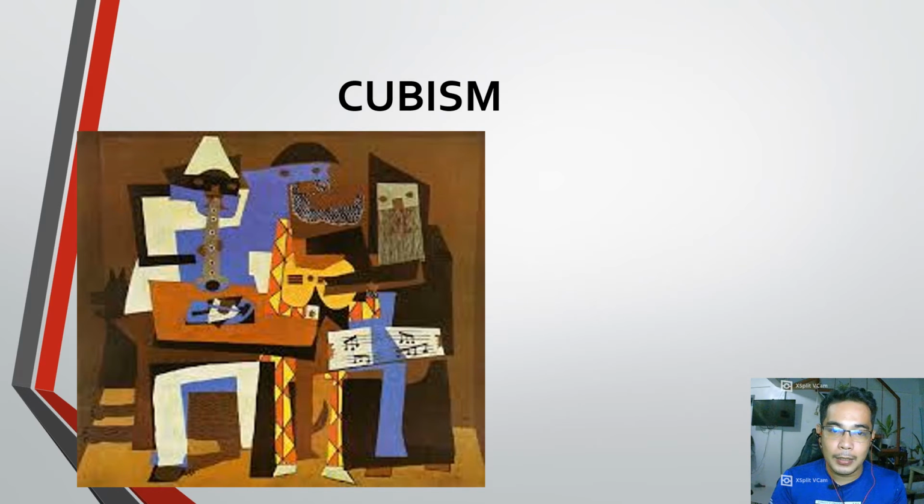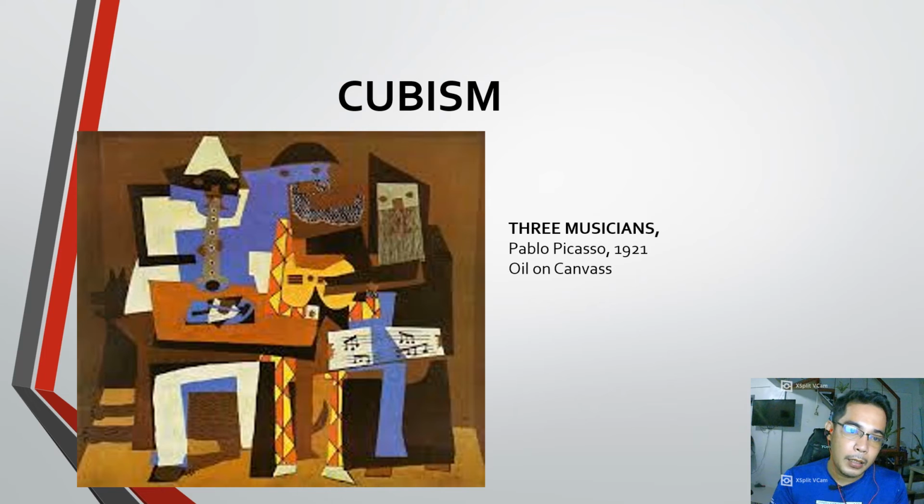So, kung makikita niyo sa example na 'to, ang title nito is Three Musicians by Pablo Picasso, 1921, Oil and Canvas. This is a painting of three musicians. Okay. This is a painting ng tatlong musician. Pero pag tinignan natin, kung hindi natin alam ang title niyan, mapapaisip tayo, ano ba yan? Diba? So, characteristic na ng abstractionism yun.